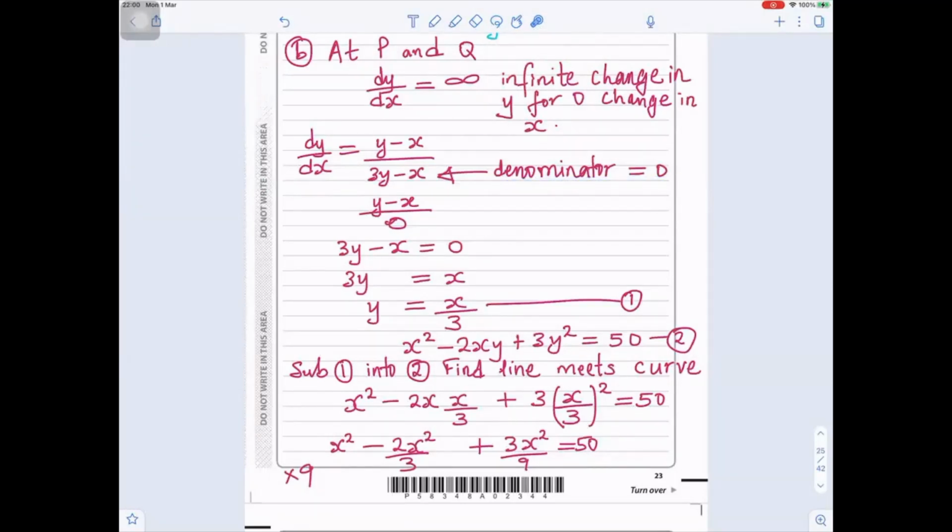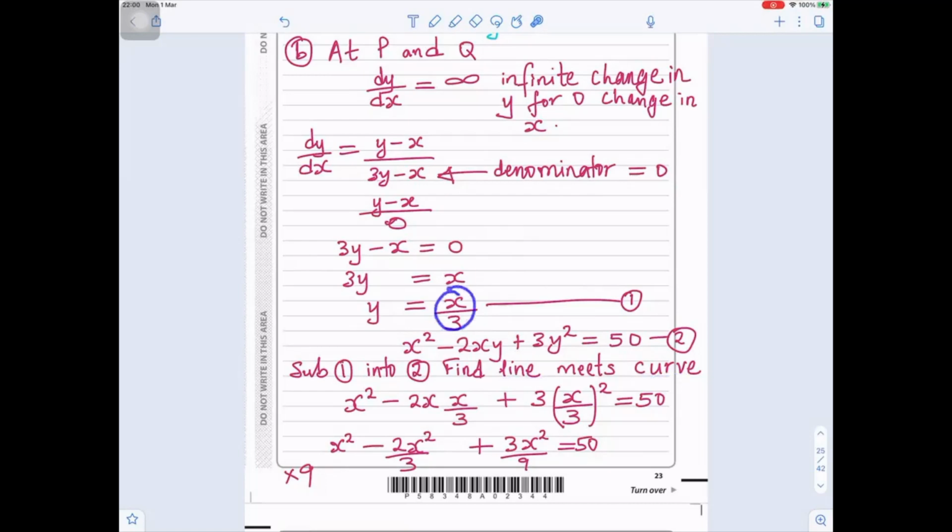So we want 3y minus x to be equal to 0. So 3y is equal to x. You take x to the right hand side, and y is x over 3. That's your equation 1. And this is equation 2. So we want to substitute equation 1 into 2, and find where the line meets the curve.